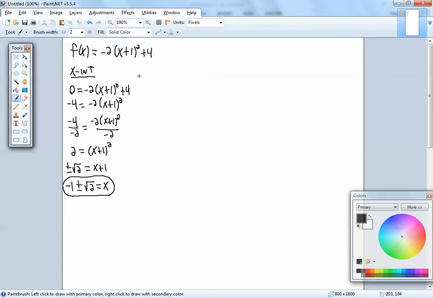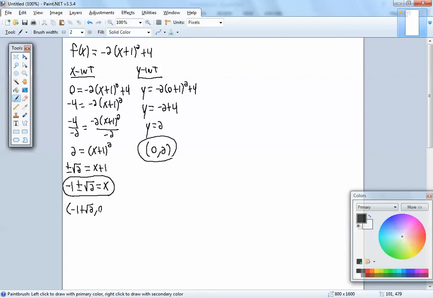Okay, now our y-intercepts. You always plug 0 in for the other variable, so plug 0 in for x. So we're going to have y is equal to -2 times 0 plus 1 squared plus 4. 0 plus 1 is 1, 1 squared is 1, times -2 is -2, plus 4, which gives us y is equal to 2. Oh, and in point form, this would be 0, 2, and this would be -1 plus square root of 2, 0, and -1 minus square root of 2, 0.